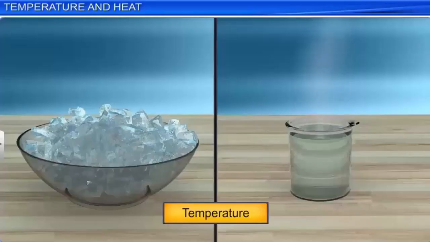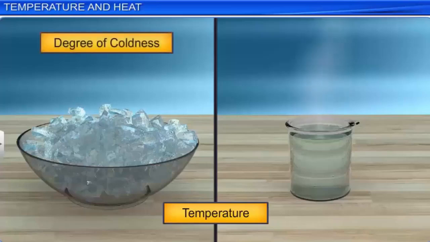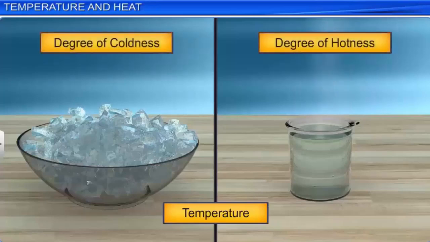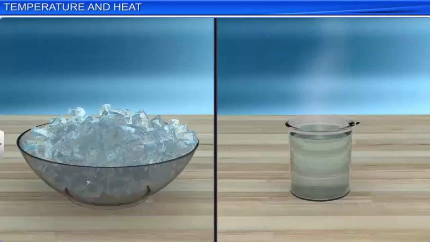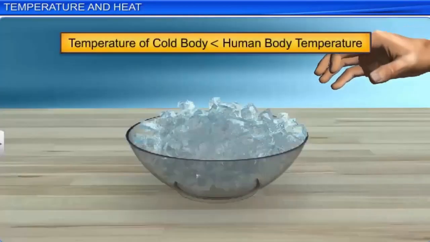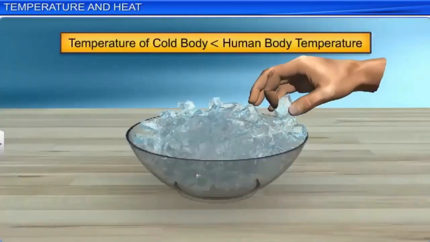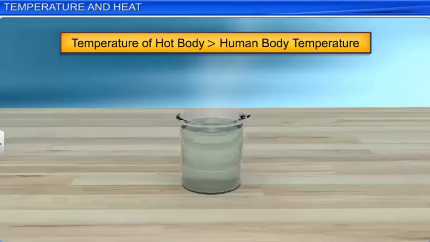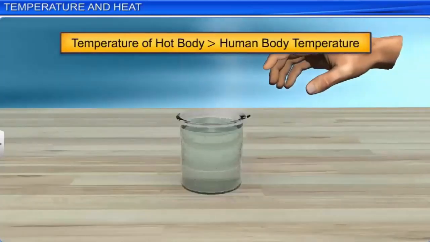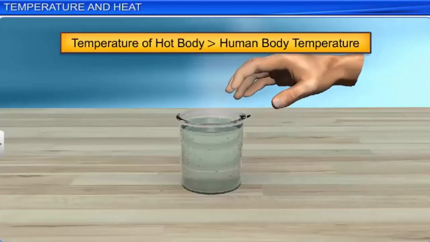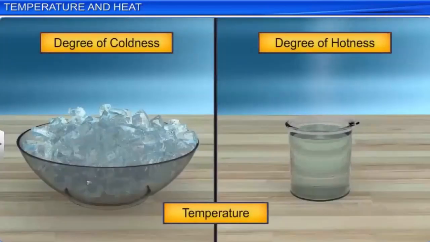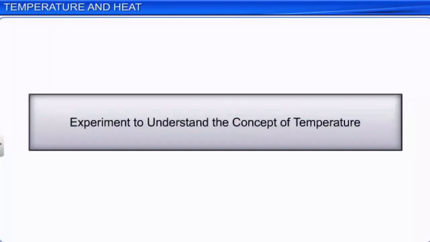In the earlier classes, you learnt that the temperature of a body is defined as its degree of coldness or hotness. We feel a body cold or hot because the temperature of the cold body is less than that of our body, and the temperature of a hot body is more than that of our body respectively. But this definition does not help us when it comes to measuring temperature. Let's conduct an experiment to understand this concept better.